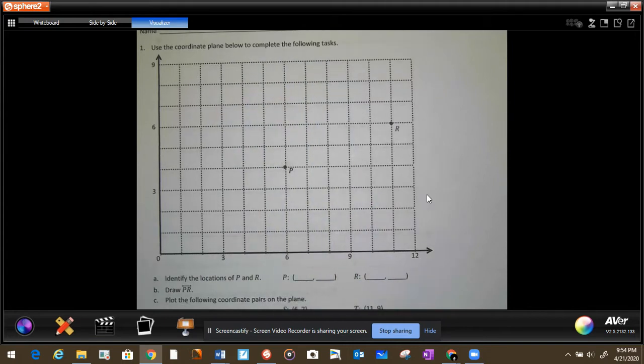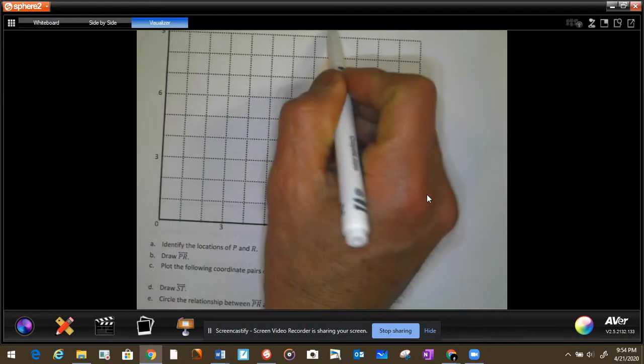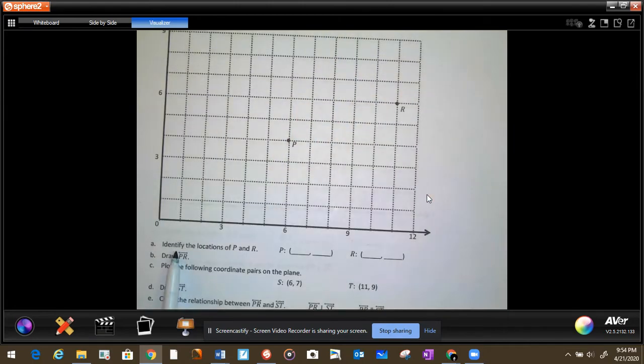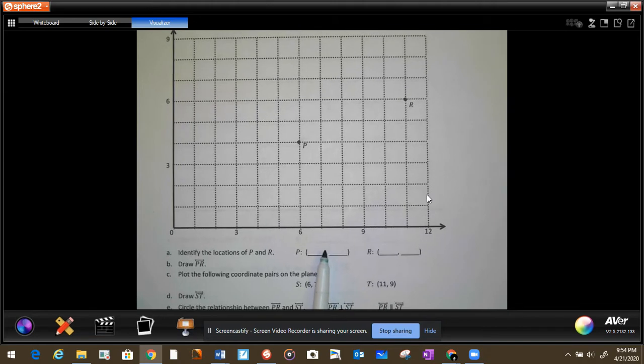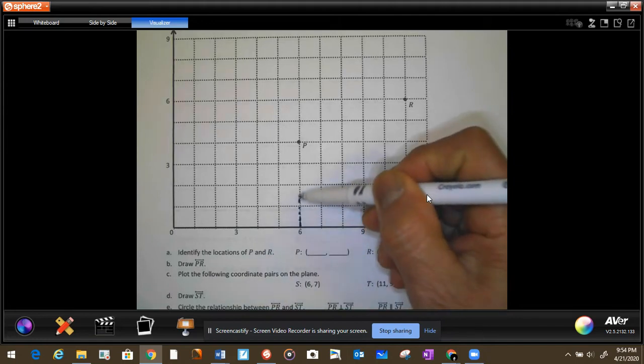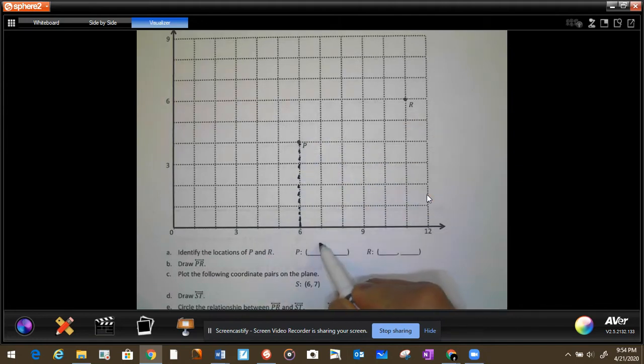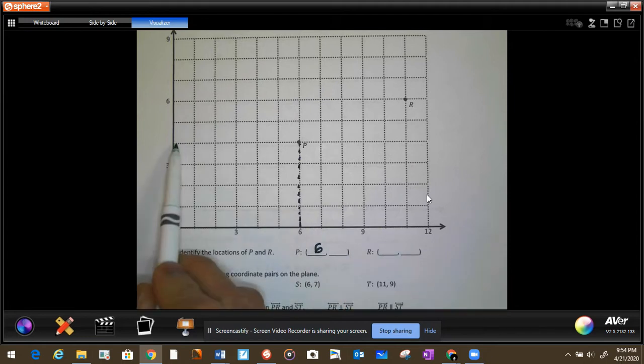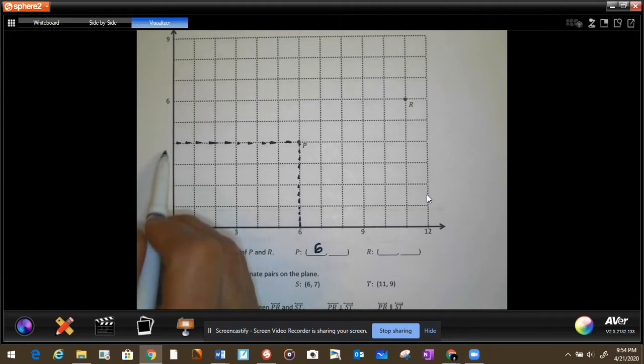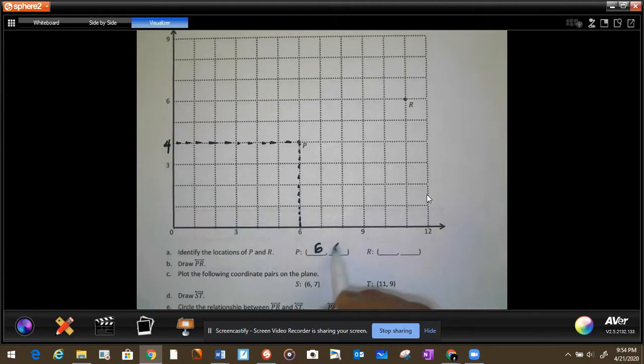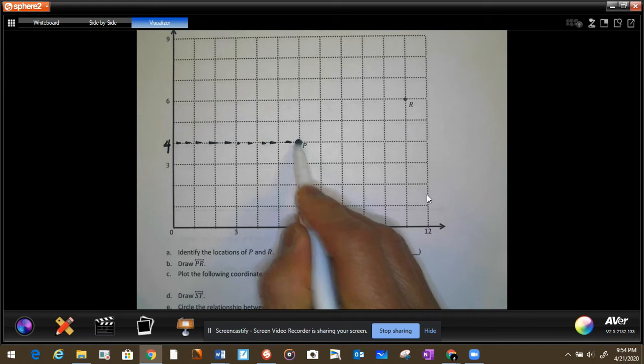So let's look at the tasks that we have to complete. There's a few of them. It says identify the location of P and R. So this is P and this is R. We do not have the coordinate pair, so we need to find them. So here is P. We know that if you run, that's going to be 6 for the x-axis. I'm going to write 6. And the y-axis is going to be one more than 3, which is 4. So that's going to be 4. And that's where P is.